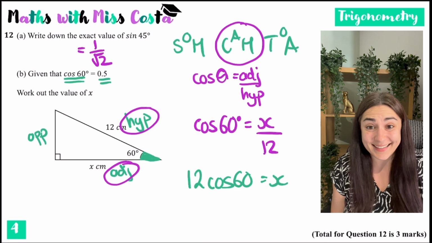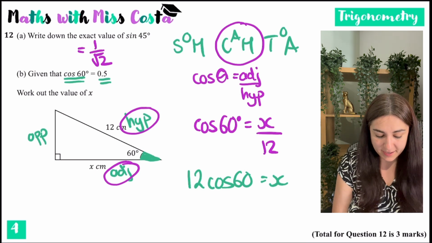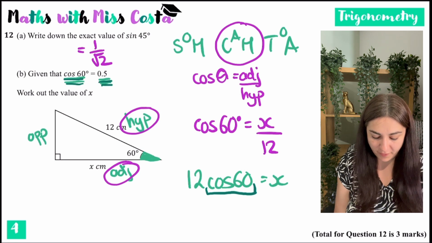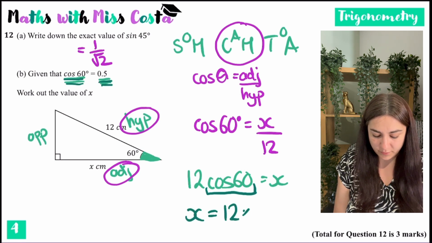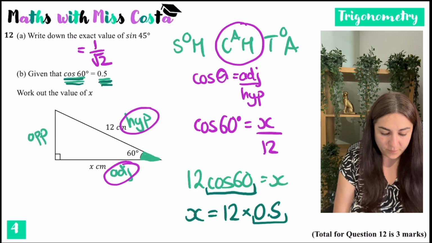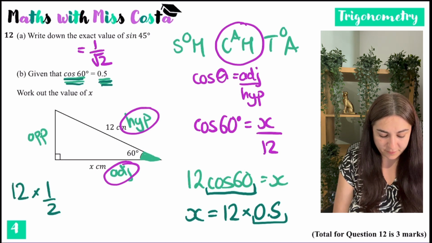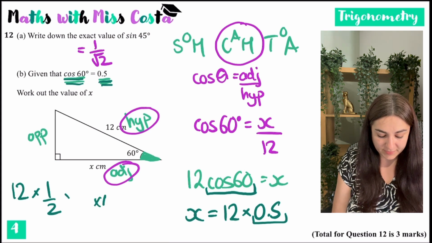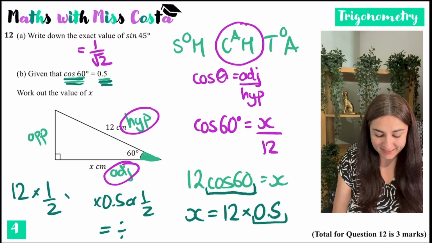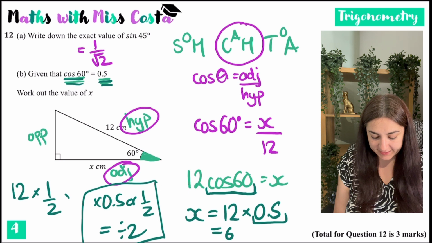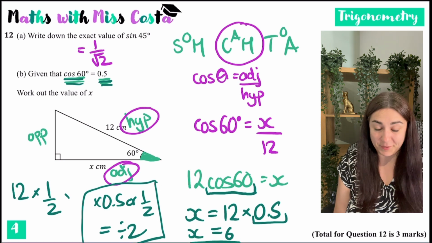And you might think, this is a non-calculator paper. Yes, you'd be right. But that's exactly why they've told you that cos 60 has the value of 0.5. So I can rewrite that as 12 times by 0.5, because I'm just replacing cos 60 with 0.5. So 12 times by a half is the same when you're multiplying by a half or 0.5. So times by 0.5 or a half is the same as dividing by 2. Just a quick little non-calculator exam tip. So x is going to be 6. And that's how I do that.